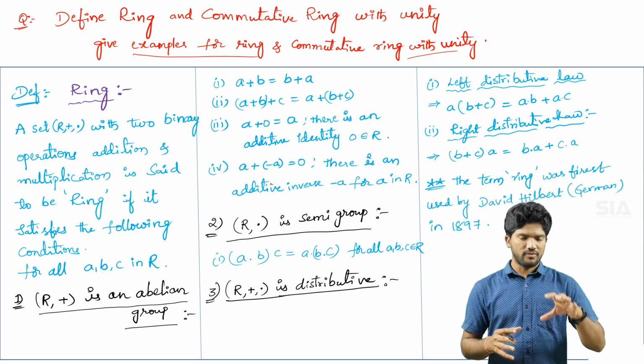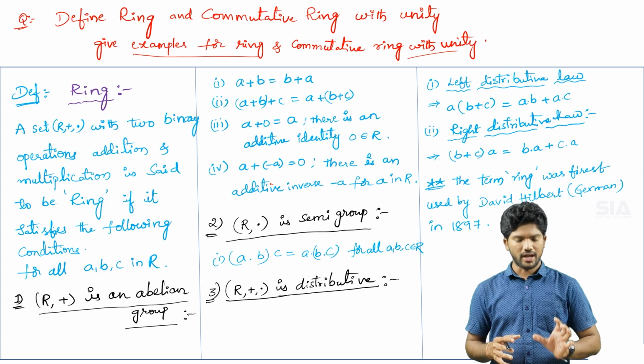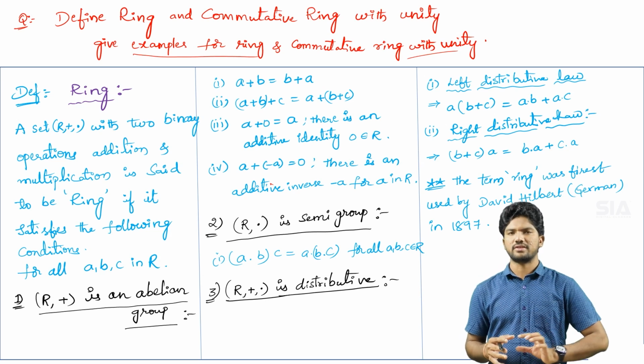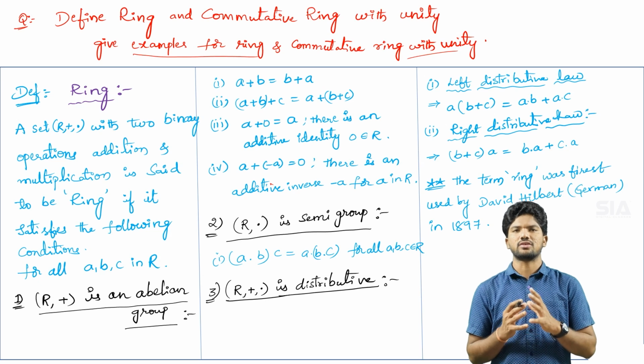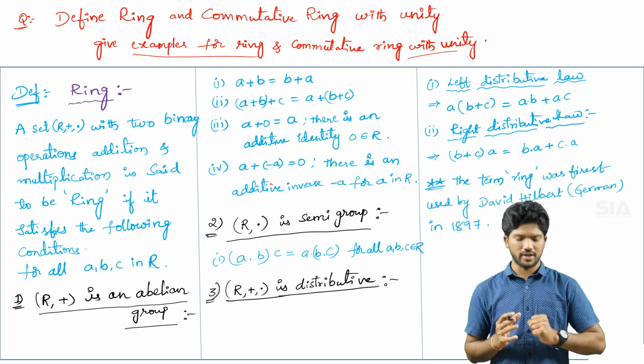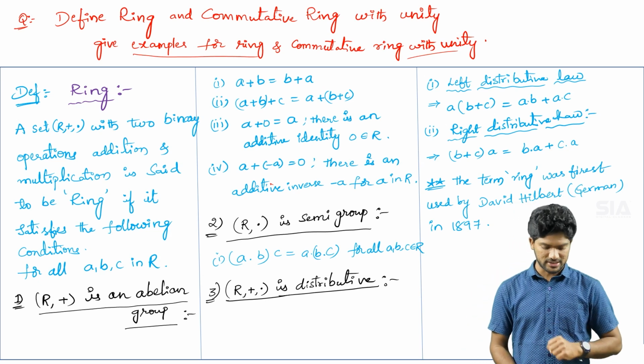So first of all, we have to define the ring, and after that we have to define the commutative ring with unity. Whenever you give any definition in the examination, definitely you have to give at least one example. So let's see the definition of the ring first of all.